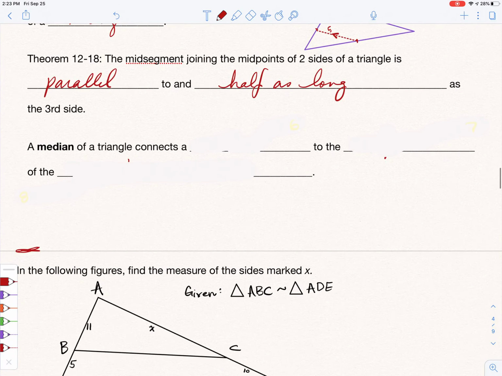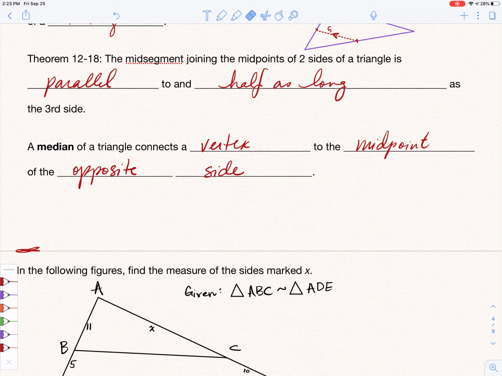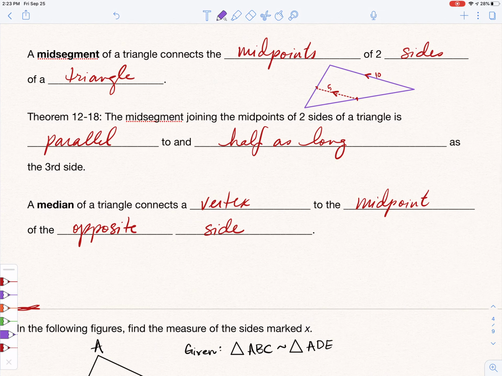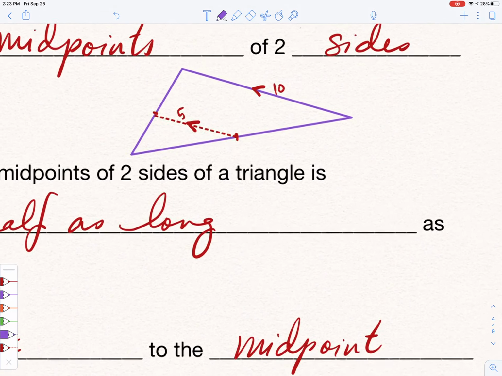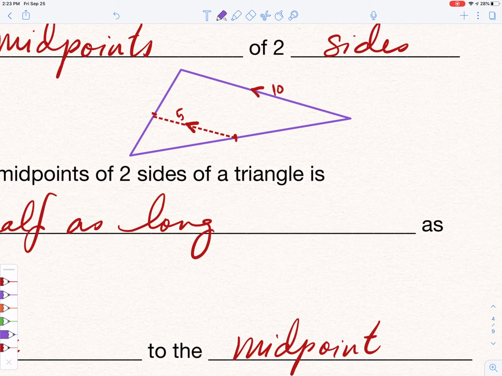Another definition that we have already covered earlier in this chapter, the median of a triangle connects a vertex to the midpoint of the opposite side. A vertex to the midpoint of the opposite side. Now, if I may, I'm going to make my triangle here a little bit messy, but if I took the vertex and connected it to the midpoint of the opposite side, that would be a median of my triangle.